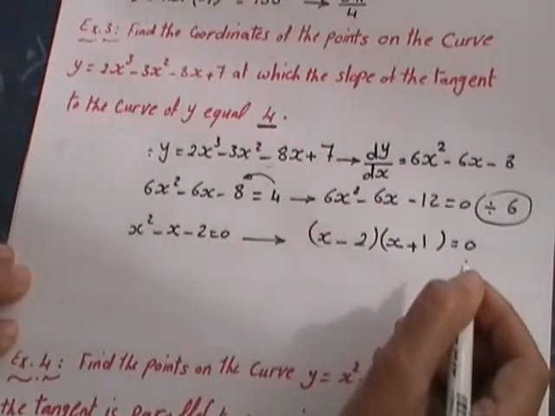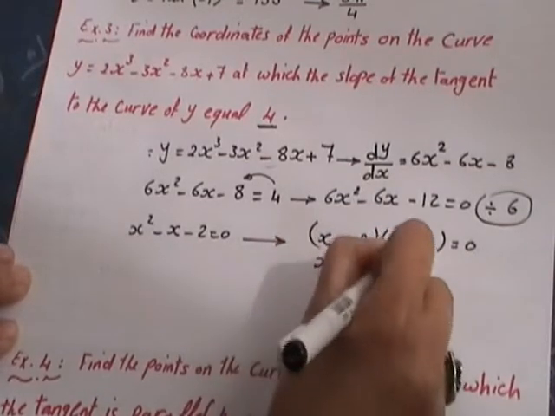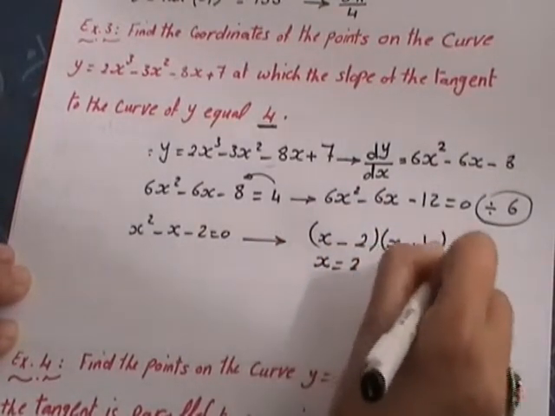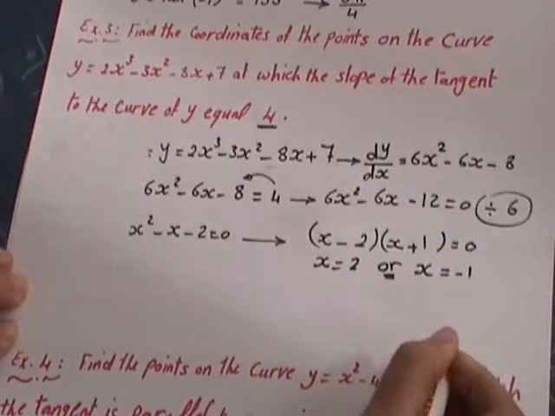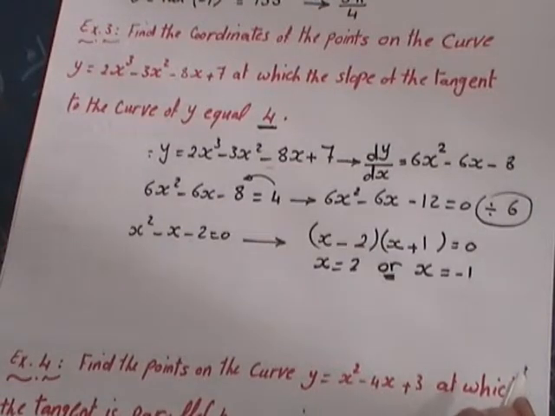From these 2 brackets, we notice that x will be 2 or x will be equal to negative 1. We now have the values of x. We have 2 values of x, so we can find 2 values of y. How do we get the values of y?